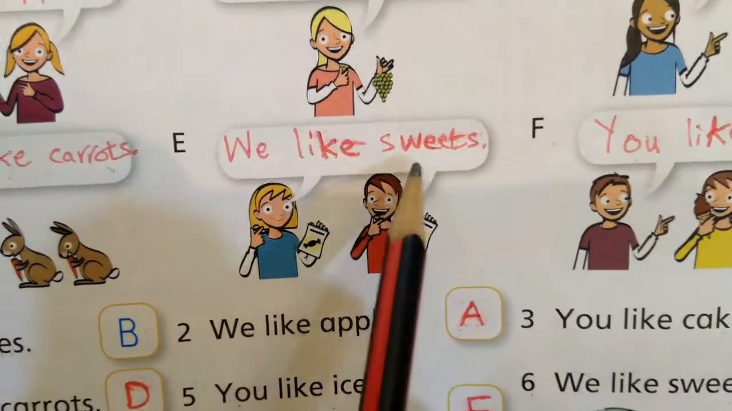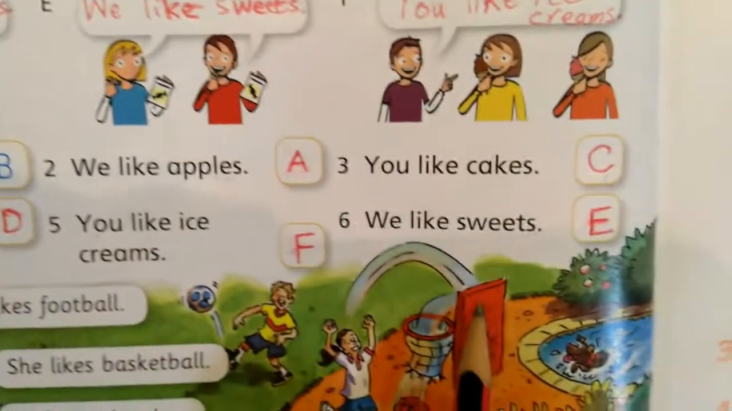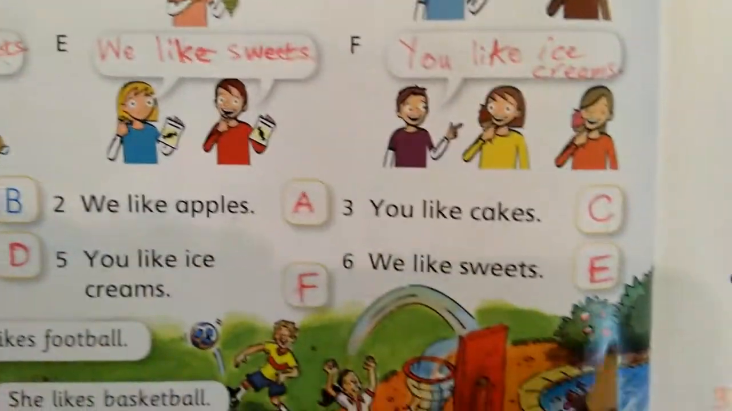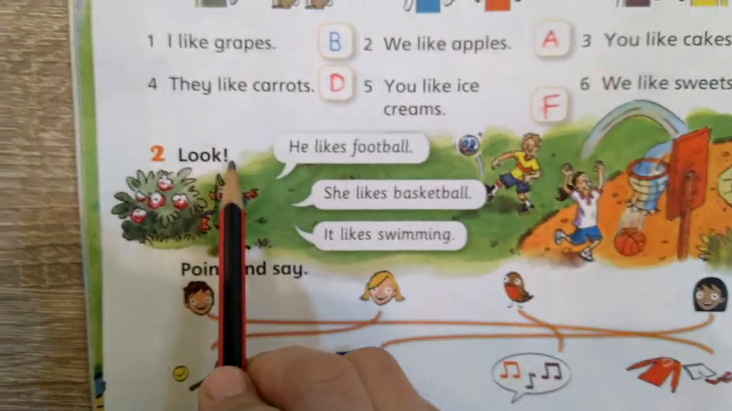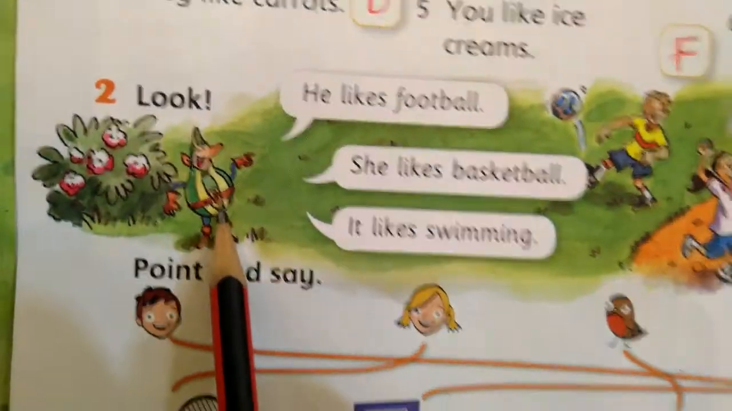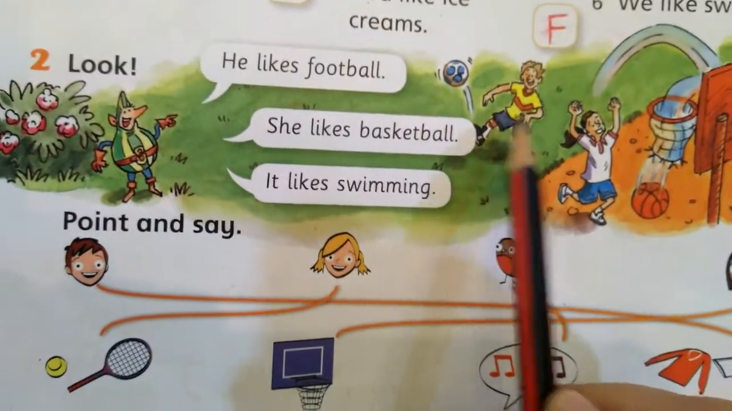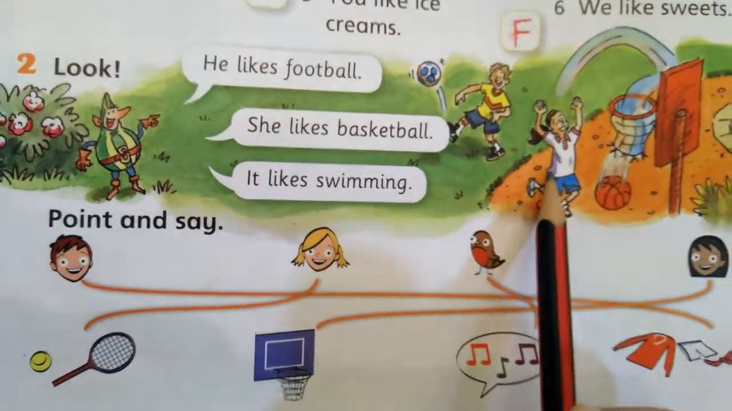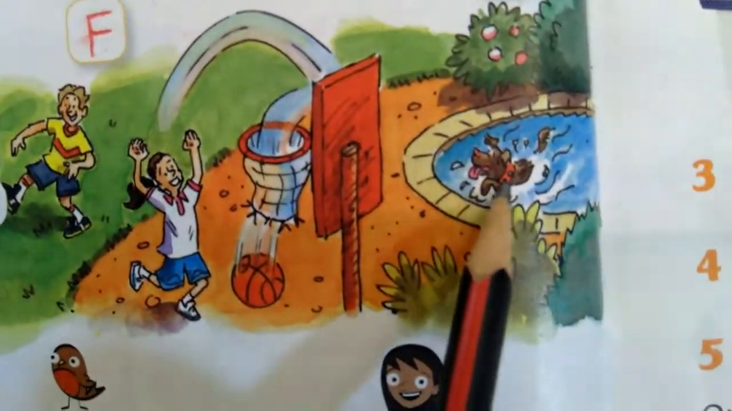We like sweets. Excellent. So picture E. Excellent. Bravo. Now let's move to question number two. Look. Here we have this bodkin. He is talking about this boy and about this girl. And also he is talking about this dog. You see the dog? Excellent.